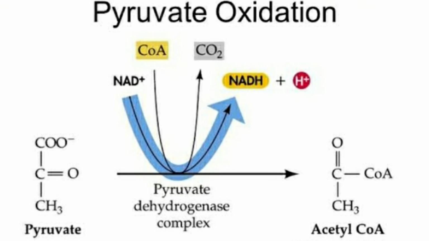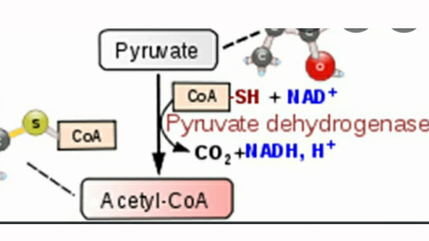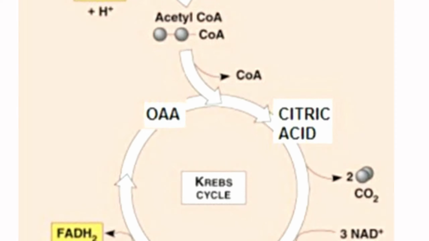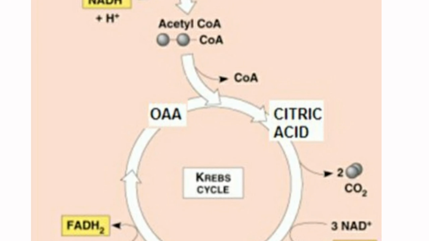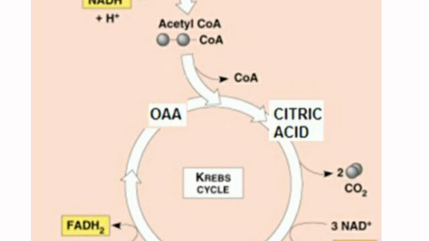The reactions are carried out by an enzyme called the Pyruvate Dehydrogenase complex, which consists of 3 interconnected enzymes and includes over 60 subunits. Clear, children? The Pyruvate Dehydrogenase complex is an important complex as it controls the amount of acetyl coenzyme A fed into the citric acid cycle, or Krebs cycle.